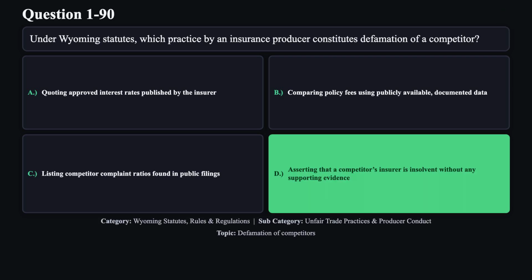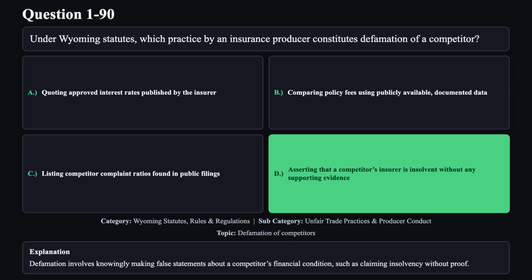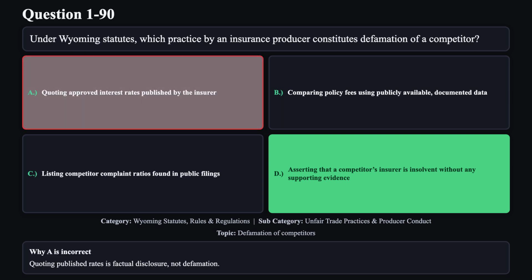The correct answer is D. Defamation involves knowingly making false statements about a competitor's financial condition, such as claiming insolvency without proof. Reason A is not correct. Quoting published rates is factual disclosure, not defamation.